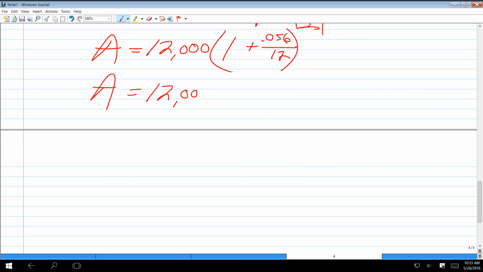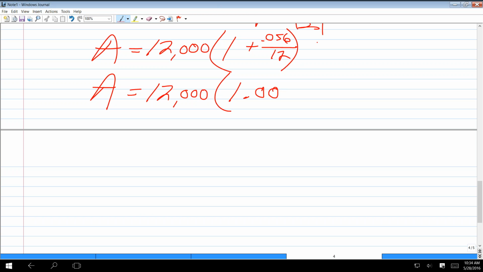12,000 times 1 plus 0.056 divided by 12. The easiest way to do this is to come up with that number, add it to 1. You just did 0.056 divided by 12, right? What is that? 1.004. Let's use more decimals than fewer, because we're going to take this number and take it to the 36th power.